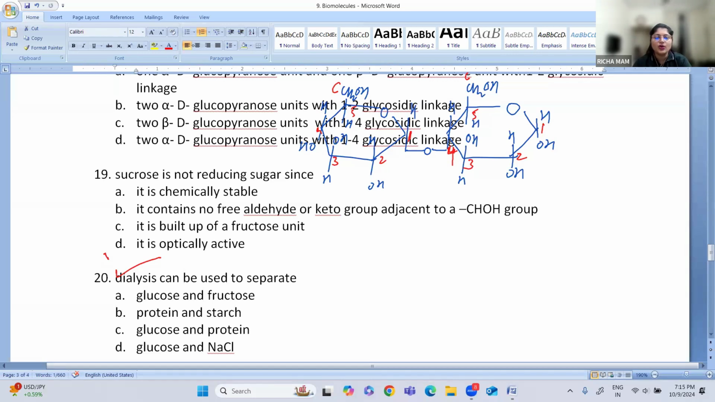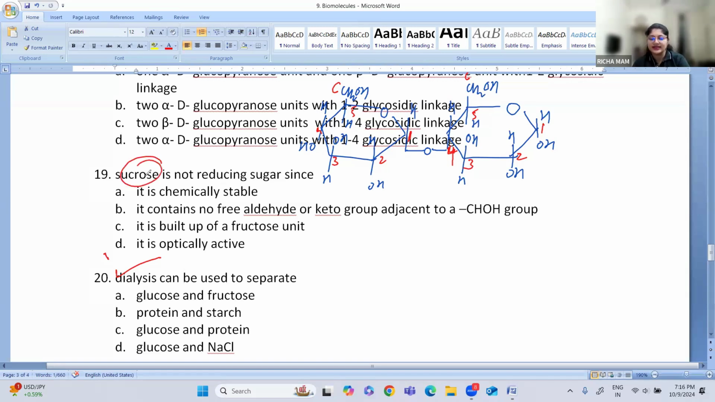So we know that all the carbohydrates which contain either the aldehyde group or the ketonic groups, when they are in their hemiacetal or hemiketal form, can reduce the Tollens' reagent or the Fehling's reagent. Then they are called as reducing sugars. Okay, now some disaccharides are there.